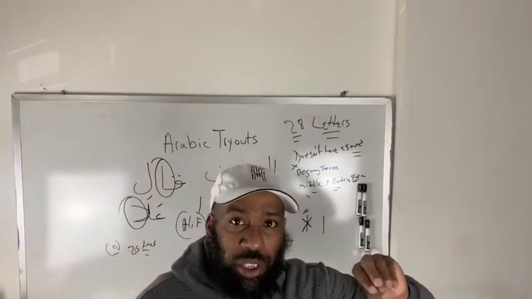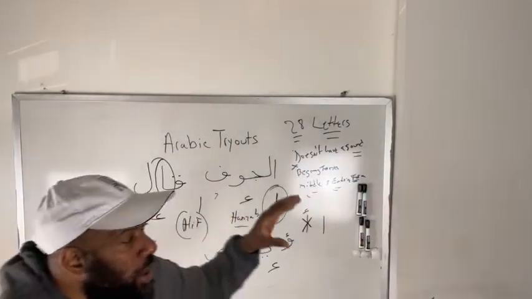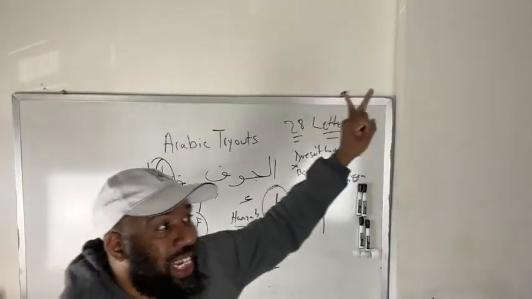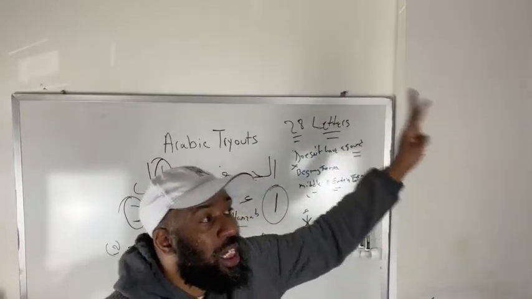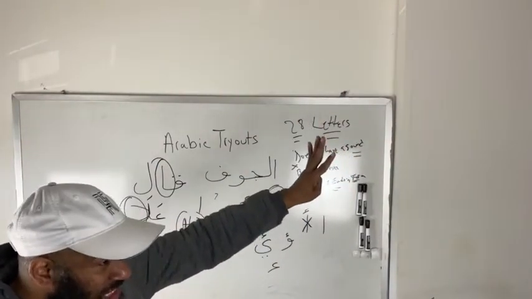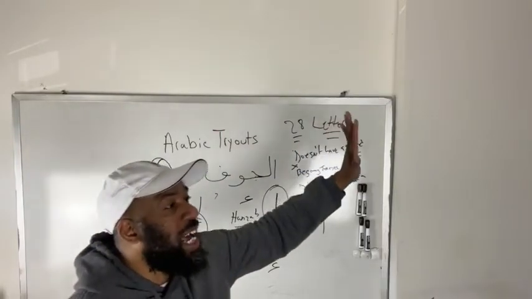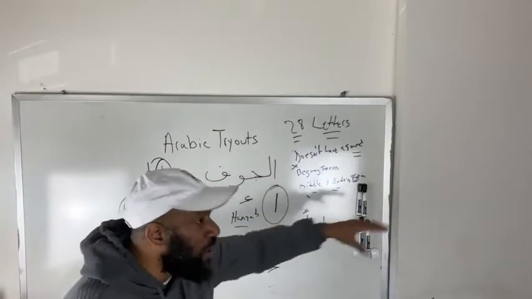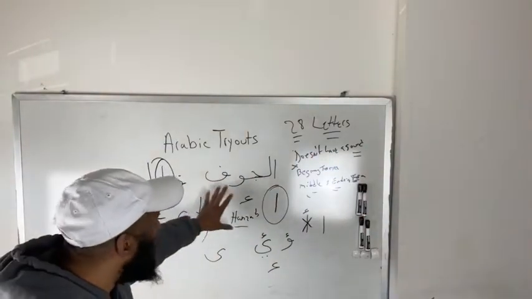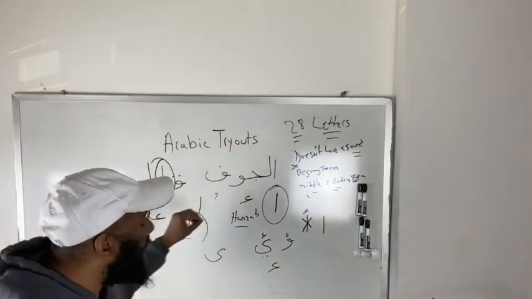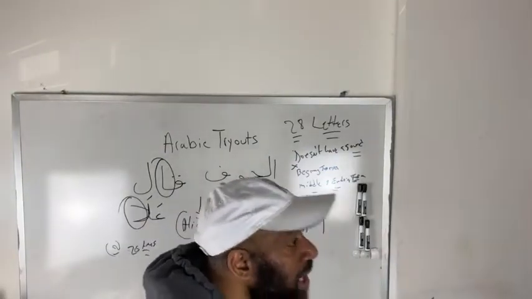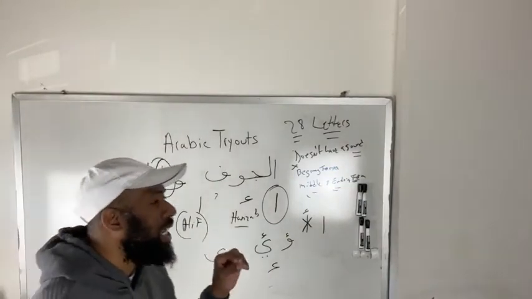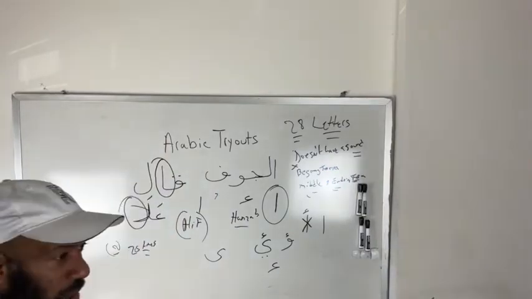Those 17 are not equally distributed, but they are distributed out of the five main areas: al-jawf, al-lisan, al-halq, al-shafatain, and we call the last one al-khayshum. So al-jawf is the emptiness of the mouth to the end of the throat. The lisan is the tongue. The halq is the throat. The shafatain is the lips. And then you have what we call the khayshum, which is the nose, or the nasal passage.